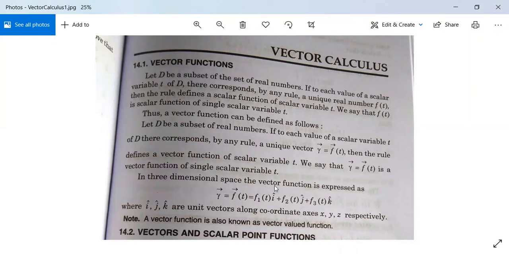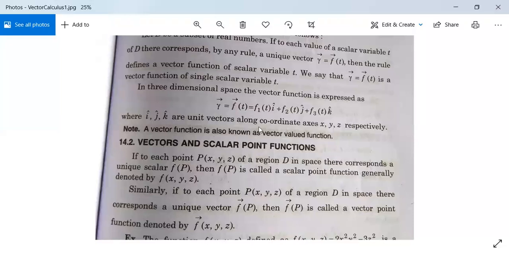In three-dimensional space, this vector function is expressed as gamma is equal to f(t), and this is equal to f1(t)i plus f2(t)j plus f3(t)k, where i, j, k are unit vectors along coordinate axes x, y, z respectively. We also call it a vector valued function or a vector function.